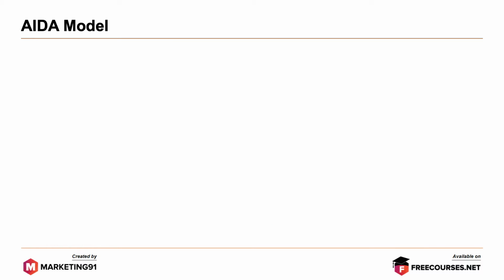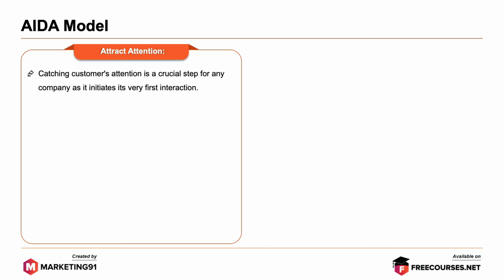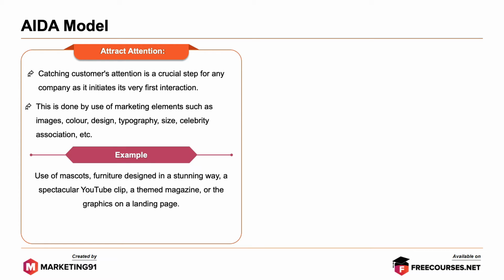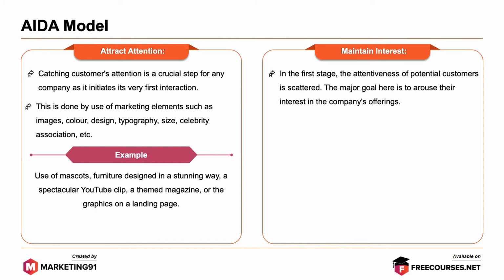Now let's look at each one of these components of the AIDA model briefly. First, attract attention. Catching customers' attention is a crucial step for any company as it initiates its very first interaction. This is done by use of marketing elements such as images, color, design, typography, size, celebrity association, etc. Example: use of mascots, furniture designed in a stunning way, a spectacular YouTube clip, a theme magazine, or the graphics on a landing page.